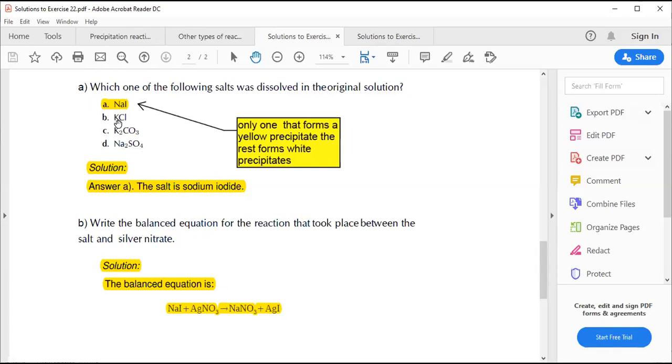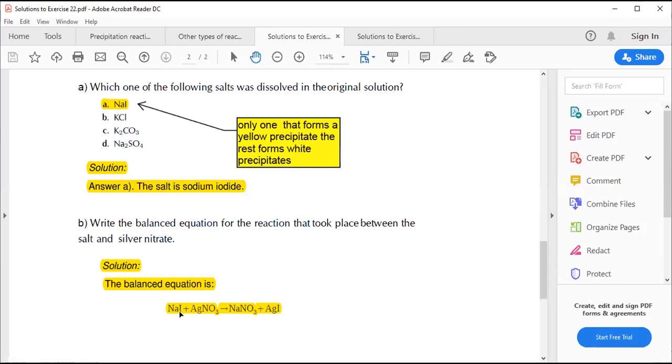So here, mine was sodium iodide, so I put it here. Sodium iodide plus silver nitrate. Ion exchange takes place, so I'm going to form sodium nitrate plus silver iodide. That's what I get.